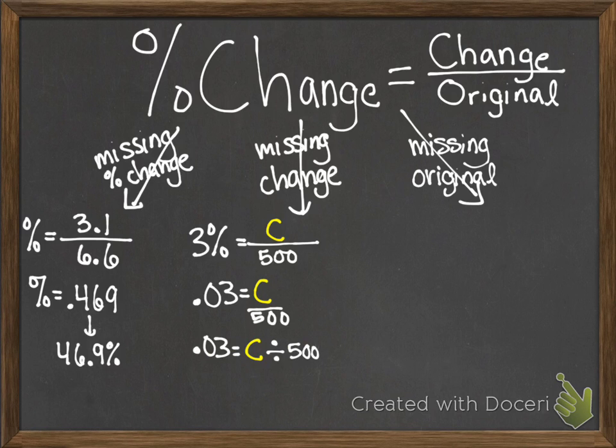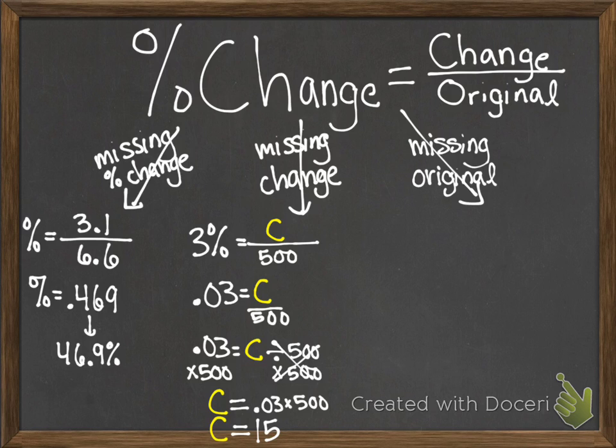So I'm going to rewrite this to help you visualize it. C over 500 is the same thing as C divided by 500. All I did was change it from a fraction to a horizontal division problem. Now that I have C divided by 500, how do you undo division by 500? Because I want to get C by itself. Well, if you divide by 500, the inverse of that would be multiplying by 500. So you multiply both sides by 500. The divide by 500 and multiply by 500 cancel each other out. And you're left with C equals 0.03 times 500, which is 15. So the change is 15.